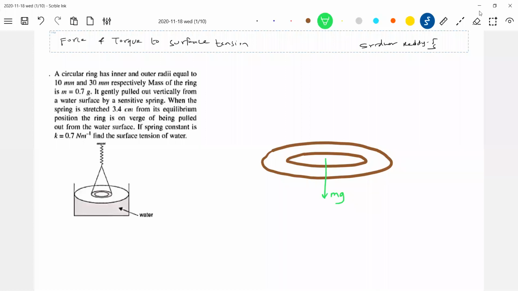Now, what about the force due to surface tension? Where do I have to show it? I have to show the force due to surface tension exactly below, like this. I think I can show the diagram like this. I should not show it here. I cannot show it down here because everywhere, what is this? This is a ring.